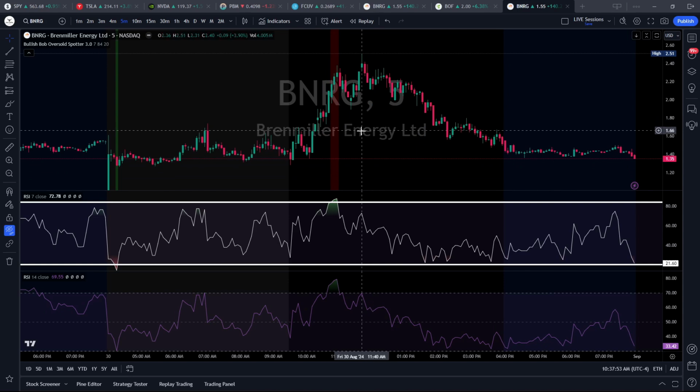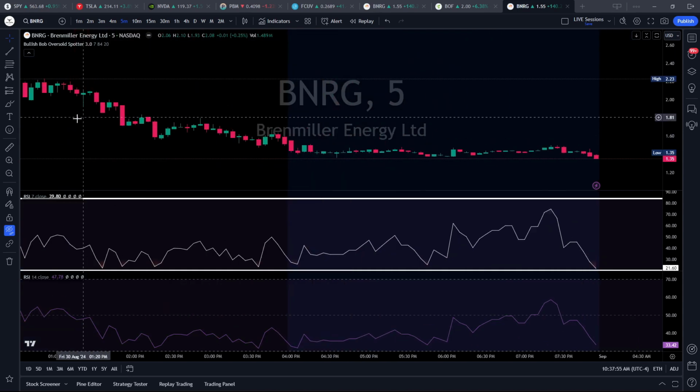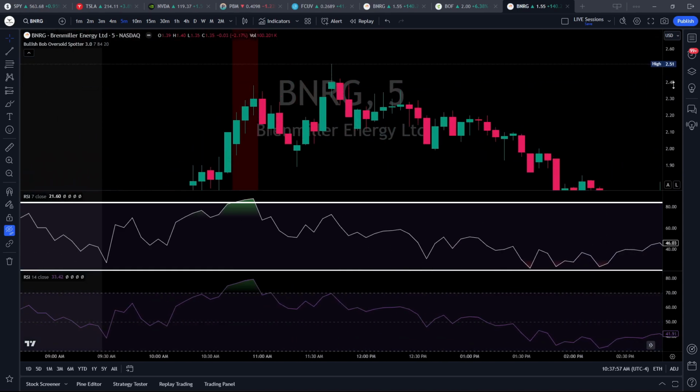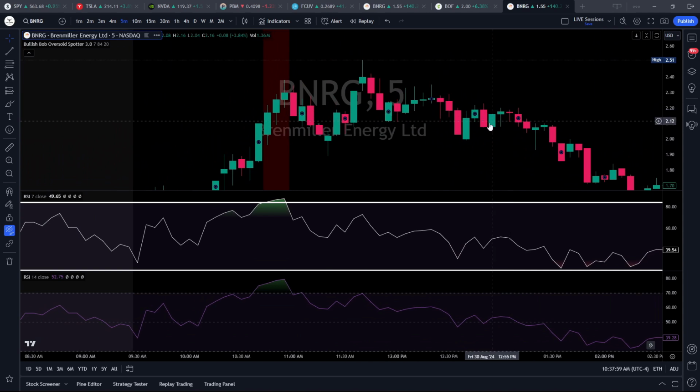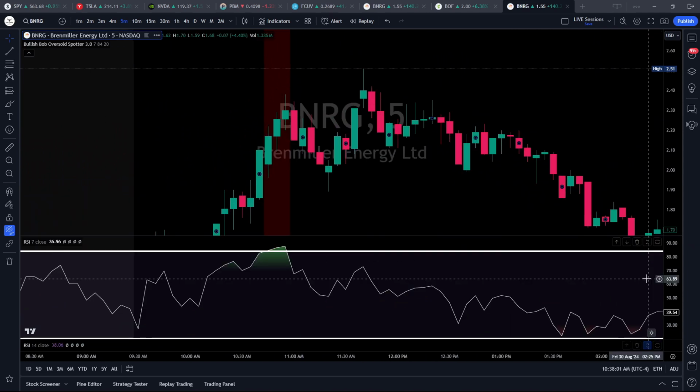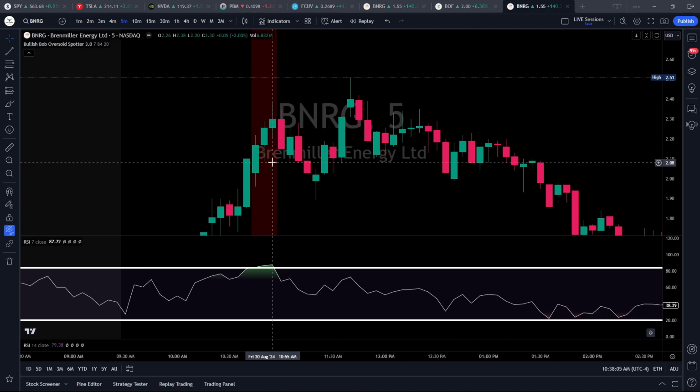But RSI divergence, just to quickly touch base on this, means, to keep it simple again, as you guys can see here, let me get rid of the second RSI. We'll just keep the one for now, make it easier. What you'll see here is that the RSI peaked right here, right, on this candle. So let me draw a line here. That's where it peaked.